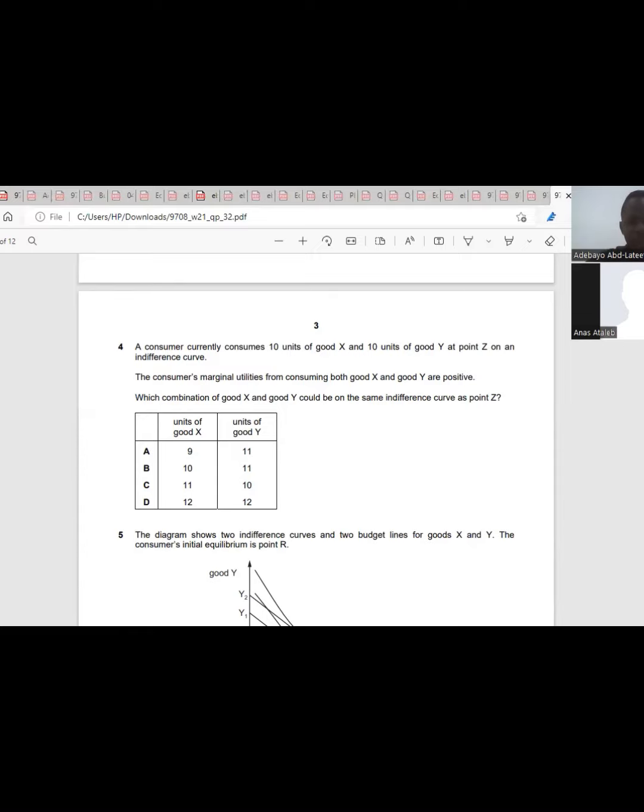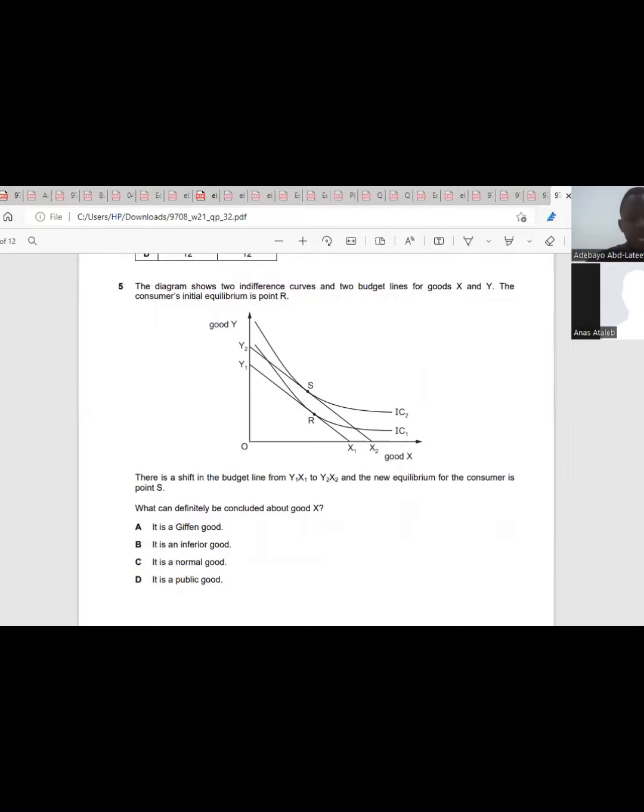When you talk about marginal utility, it means the extra satisfaction derived from the consumption of extra units. So the consumer currently consumes 10 units of good X and 10 units of good Y at point Z on an indifference curve, and the marginal utility from both goods is positive. That means if they are on the same indifference curve, you can consume more of good Y and less of good X. So it will be good X minus 1 and good Y plus 1. It's A. Question 4 is A. Go to question 5.